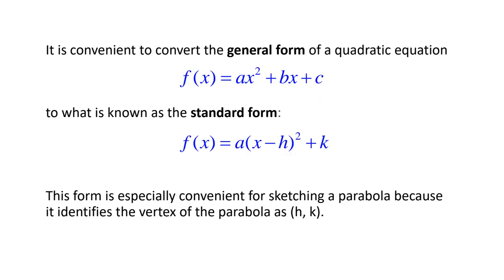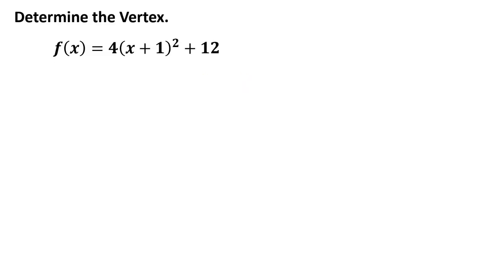Okay, so one of the things that you're going to be asked to do in your assignments is to go from this general form to a standard form. And so we want to go from this form to this form. Another thing is if we have this standard form, the vertex can be found by looking at the h and the k. So if you have a minus h, the vertex is going to be a positive h, and then we're going to keep the sign of k. So let's look at an example.